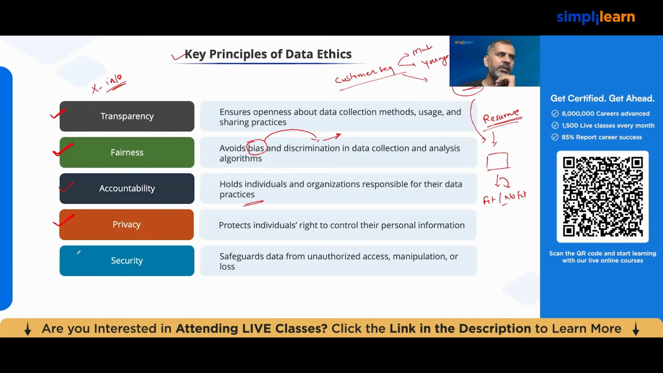And finally, security. Once you collect the data and store it, it becomes your duty to put safeguards or security measures in place so that unauthorized access cannot happen, or that data cannot be manipulated by an unauthorized user. So these are some key principles of data ethics, different dimensions we need to look at, and we need to consider all of them with equal importance.